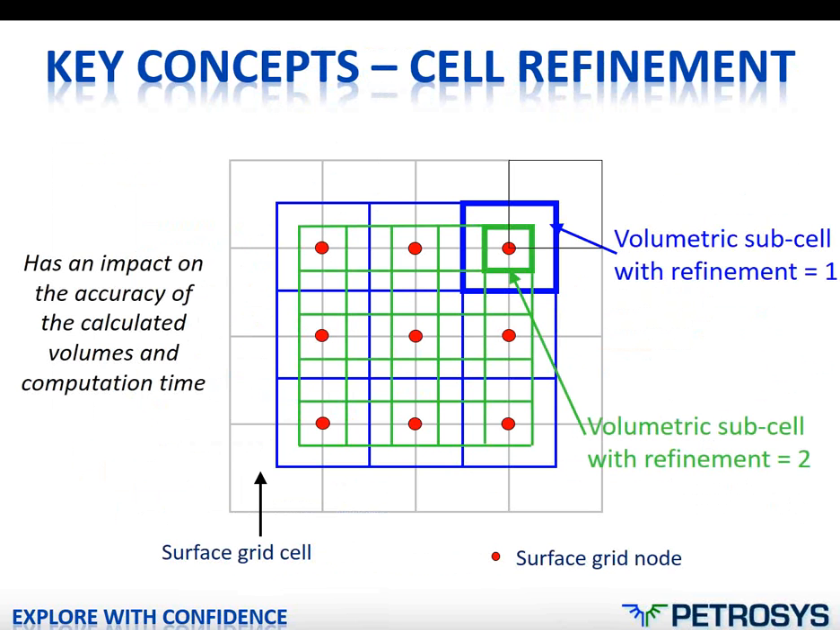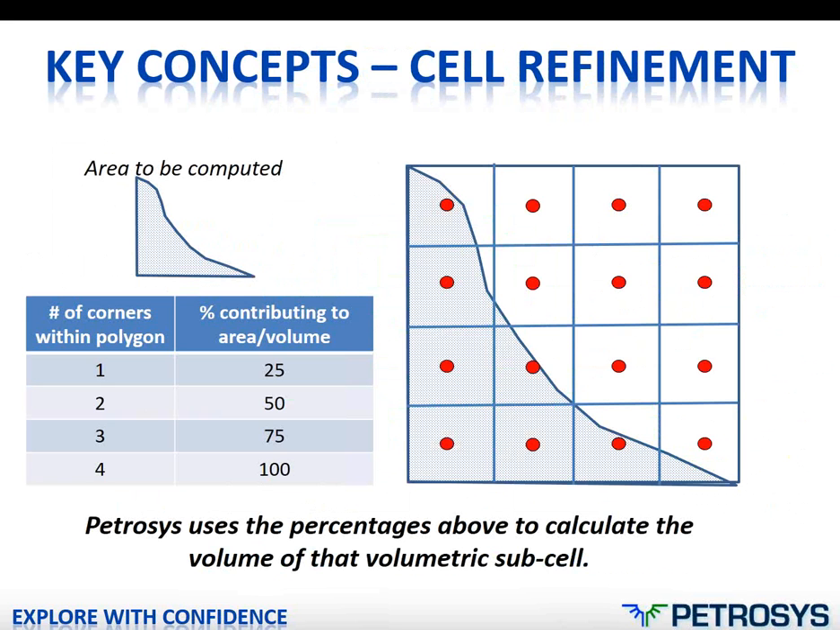So what impact will this have on the volumetrics? Let's see this slide. When partial volumetric subcells are encountered, Petrosys uses the percentage that we see in the slide, and it will use this percentage to calculate the volume of that volumetric cell. This can be inaccurate at times.